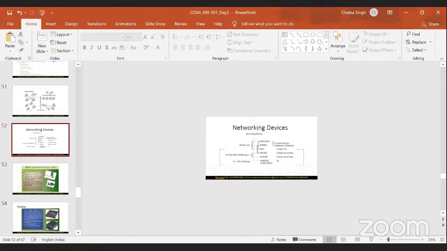One question, ma'am. Yeah, sure. Can I use the switch in the star topology as a central controller? Yes, exactly. We normally use a switch only. These days we don't use a hub because it's of no use, since it doesn't have any brain to know whom to forward the packet to. I will be discussing the networking devices shortly.